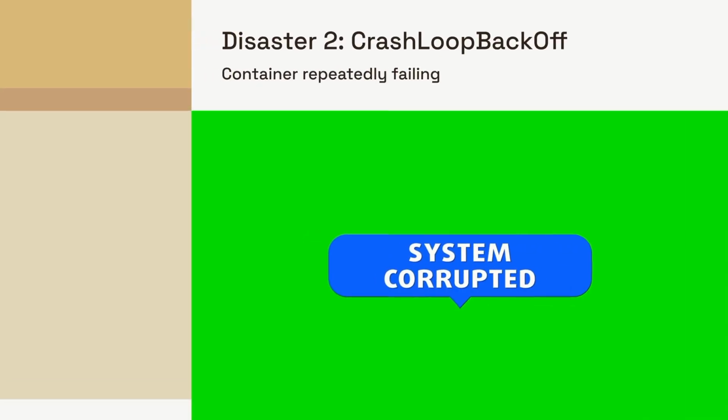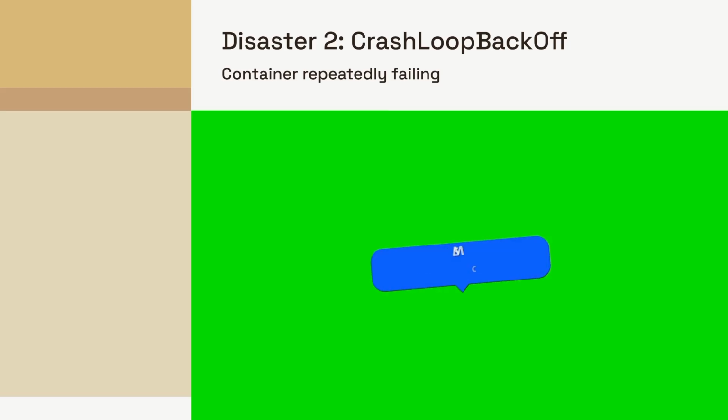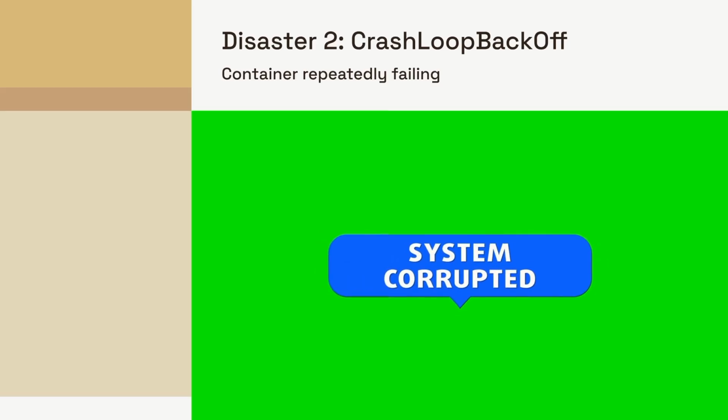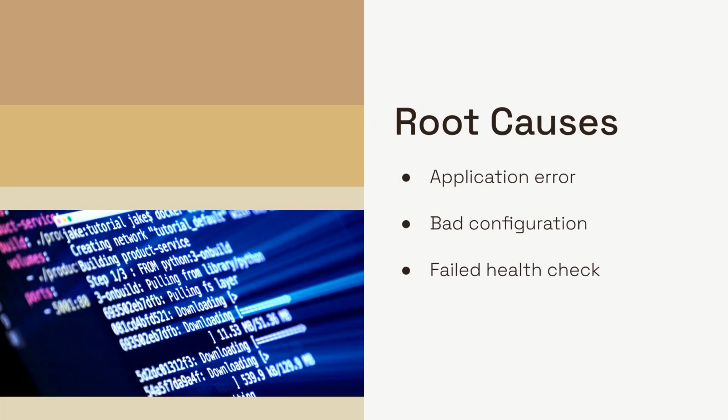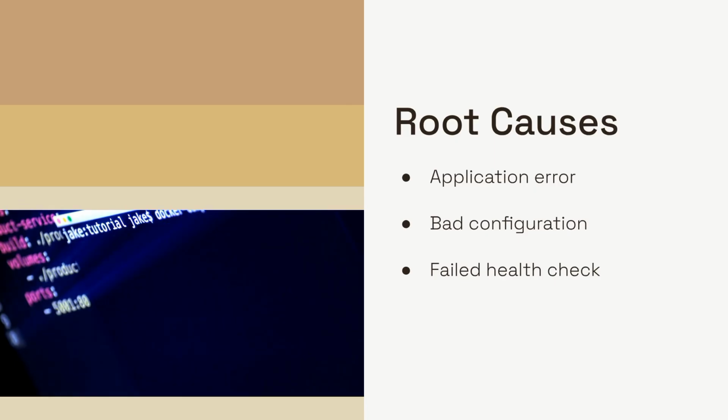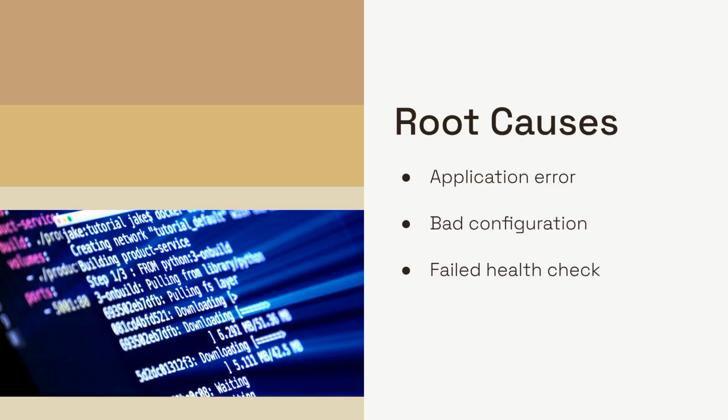Next up is CrashLoopBackOff. This is when your container starts, immediately crashes, and Kubernetes attempts to restart it repeatedly in a loop, often indicating an application-level error. Common root causes include application errors that lead to immediate exit, a misconfiguration in the environment variables, or a failed liveness or readiness probe that Kubernetes interprets as unhealthy.